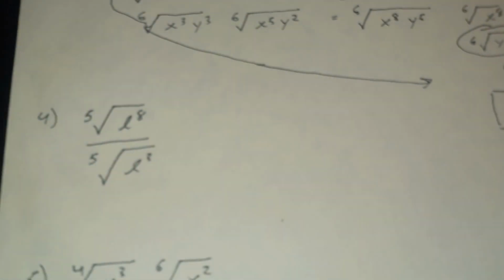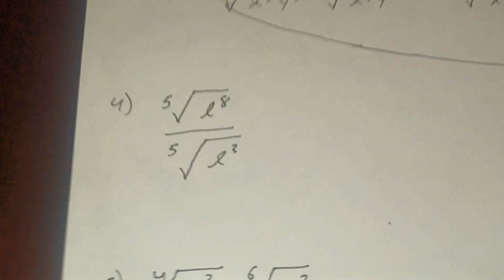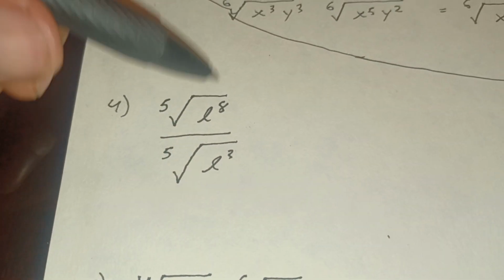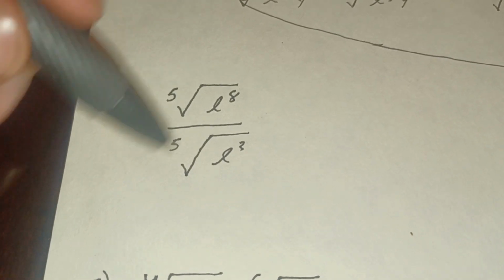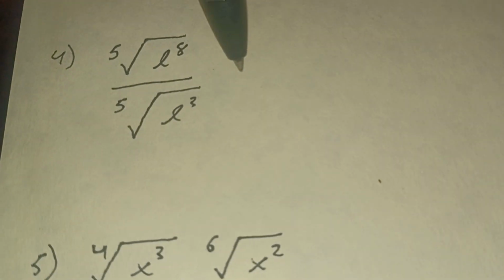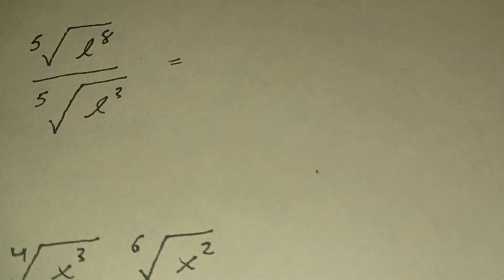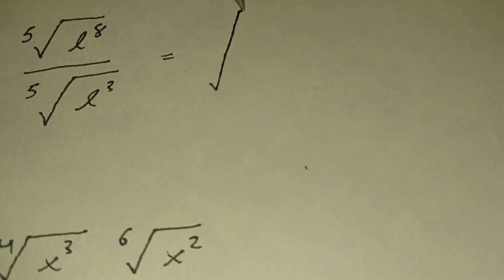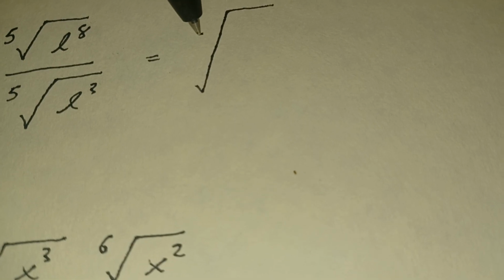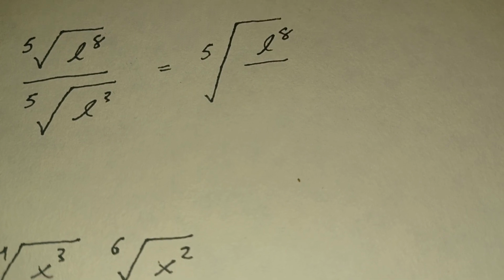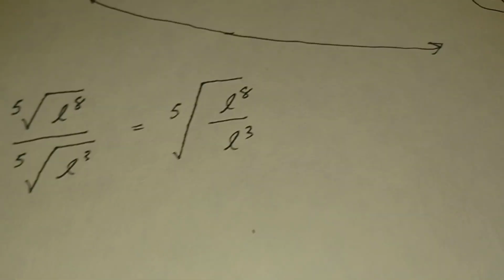All right, now let's go on to number 4. We have the fifth root of L to the 8th power divided by the fifth root of L to the 3rd power. We can rewrite this using the properties of the nth root. I made a video on it. We can rewrite this as the fifth root of L to the 8th divided by L to the 3rd power.